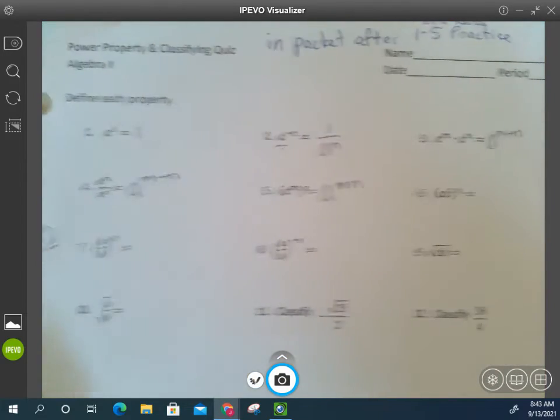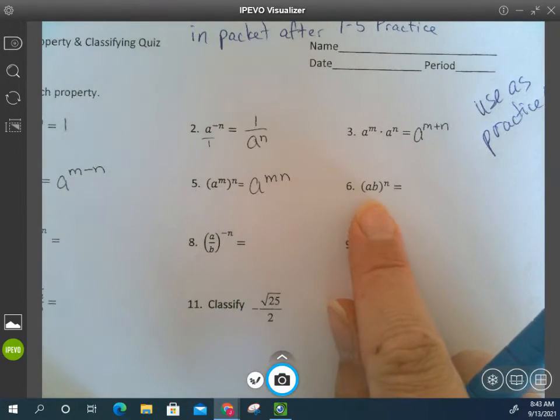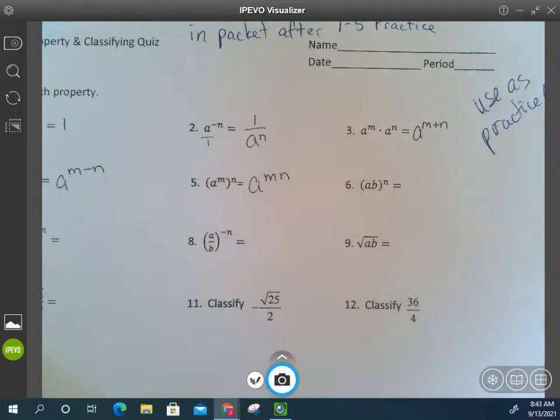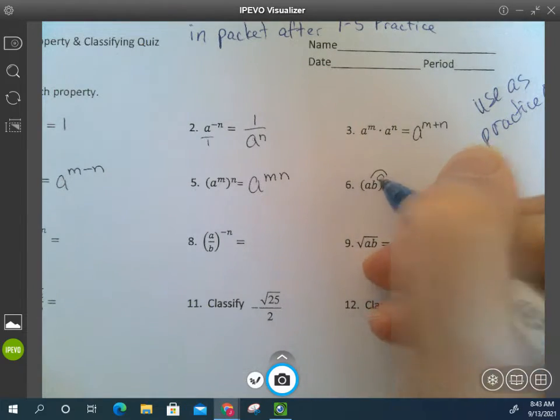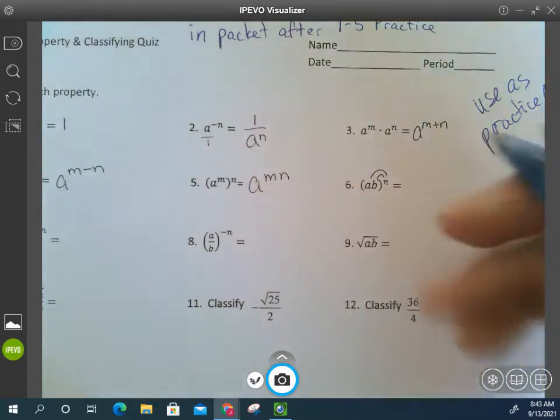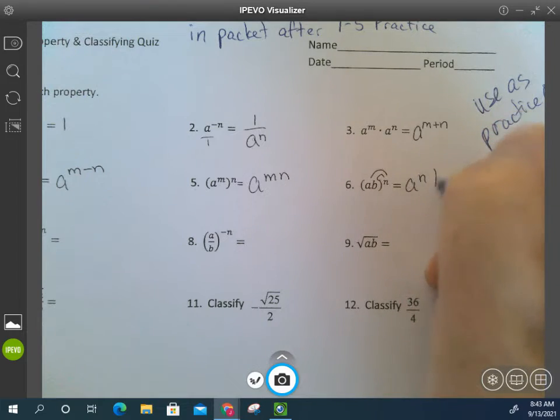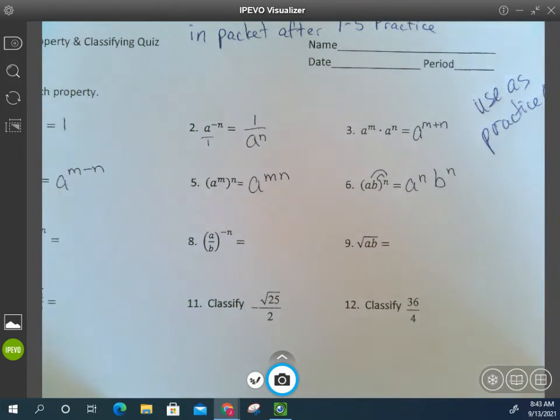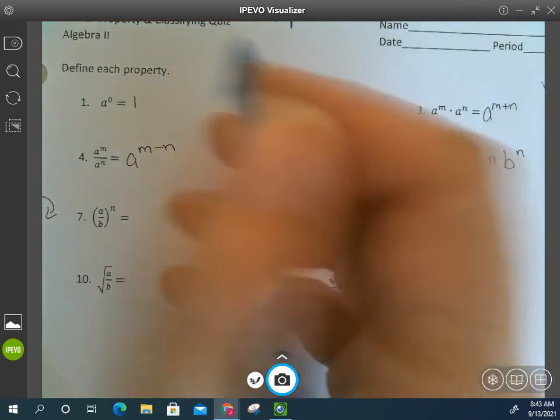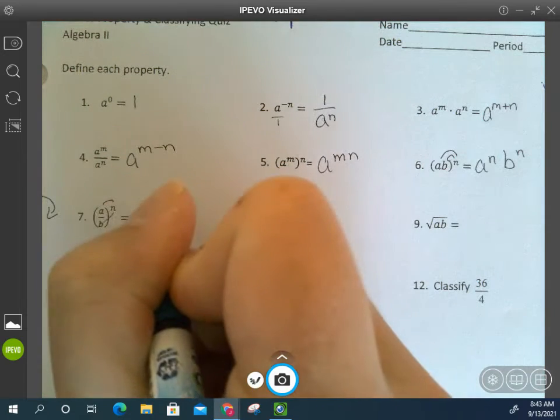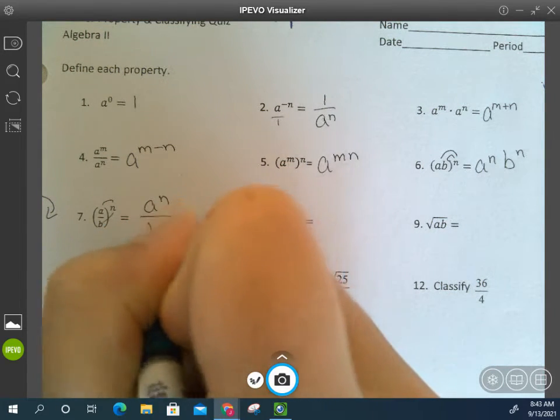Maybe that helps. All right, this one, I can distribute a power over multiplication and division. So everything inside, if there was a number in here, it would get it too. So a to the n, b to the n. We have to watch our negative signs too. Same thing with division. Everything inside gets that power, a to the n over b to the n.